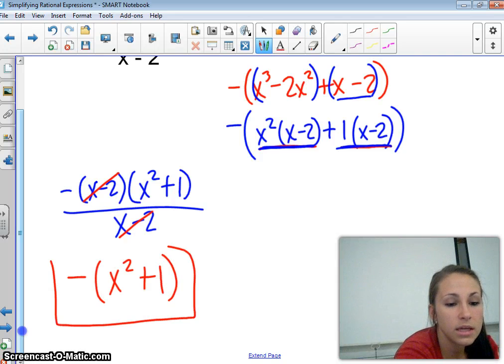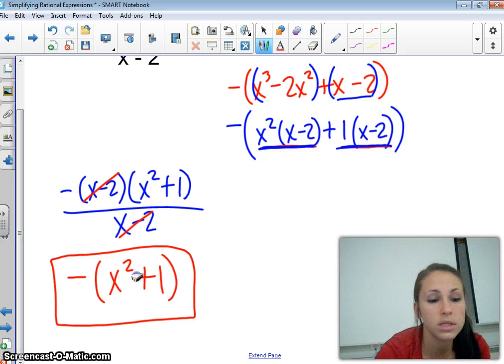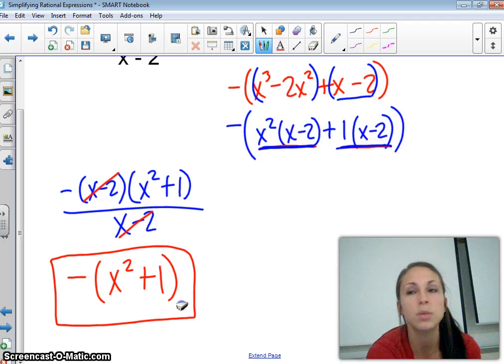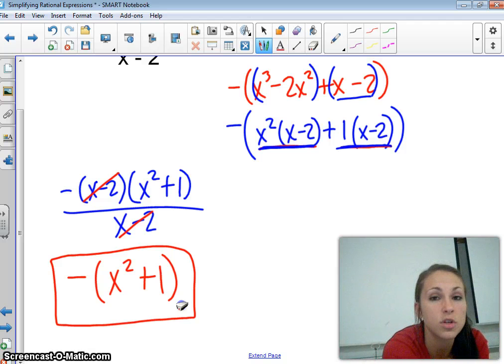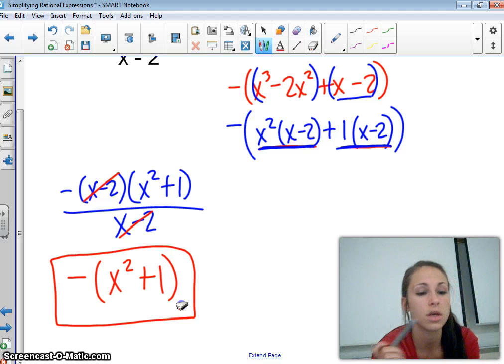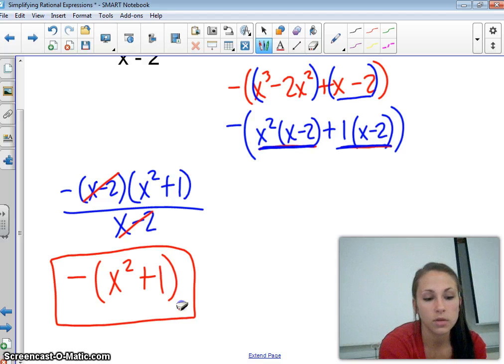Now I'm going to leave it like this. Don't try to factor this anymore, because even though it looks like it could be a difference of two cubes, or not cubes, but squares, we can't factor this into like x plus 1 and x plus 1 because the middle terms wouldn't cancel out. So this is a sum of two squares, not a difference of two squares. So we can't factor that. So that's going to be my final answer.